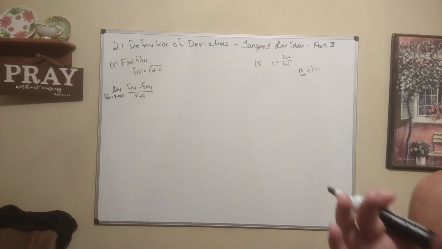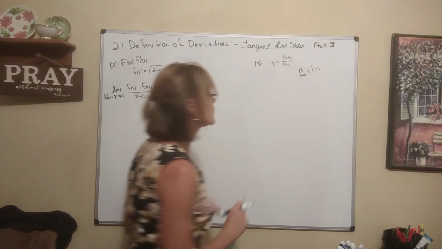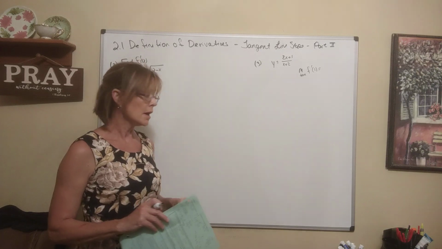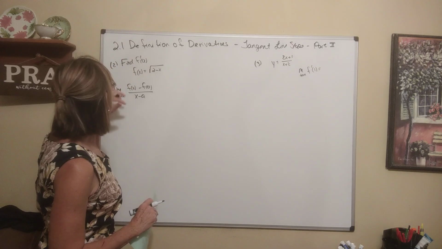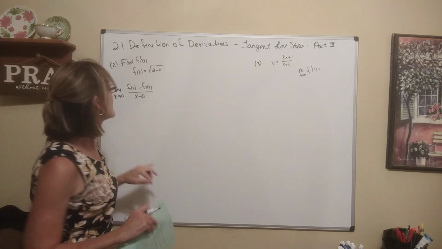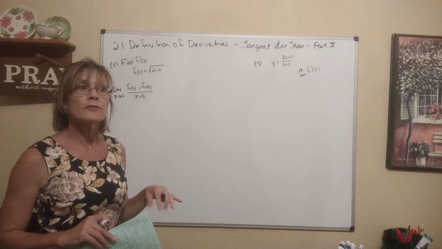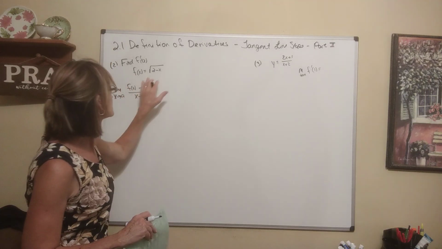Okay, so here comes part 2 of derivatives. The definition of derivatives, tangent line slope. That's how we're looking at derivatives today. Example number 2 says to find f prime of a, the derivative when x is a, for this function.